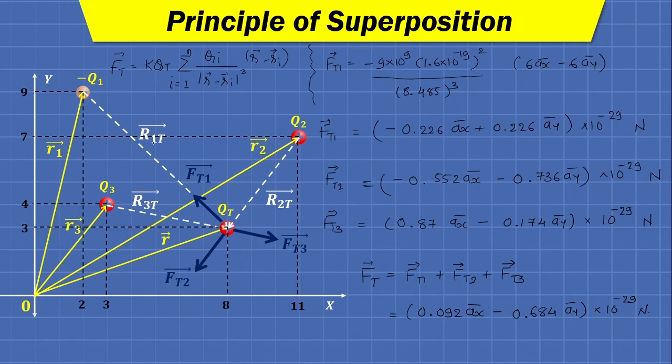Fine, so in the combined effect of these three charges, that is Q1, Q2 and Q3, this charge will slightly move in the positive x direction, see 0.092, and simultaneously it will move in the negative y direction, because 0.684 is greater than 0.092. So the direction of the resultant force will be like this. So this test charge qt will move in this slant downward direction.